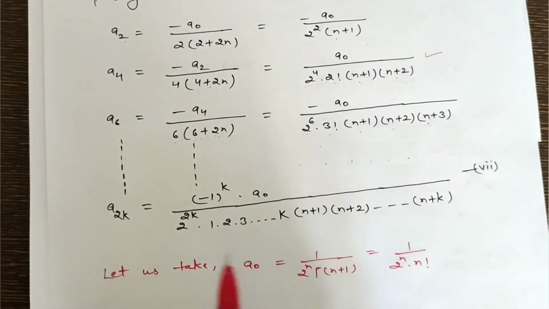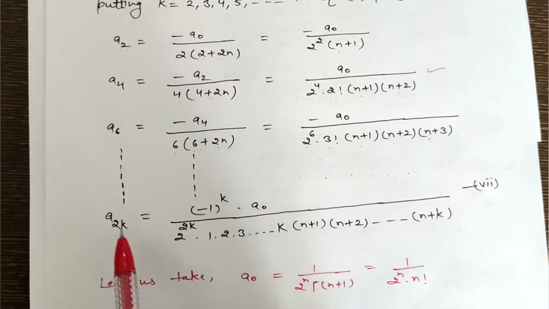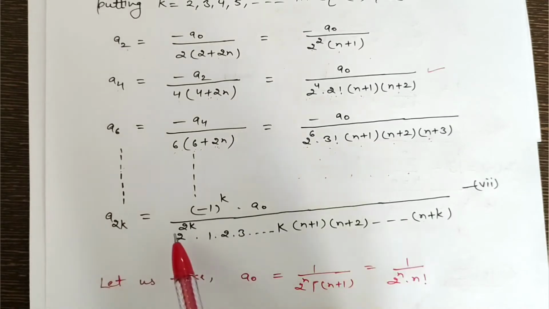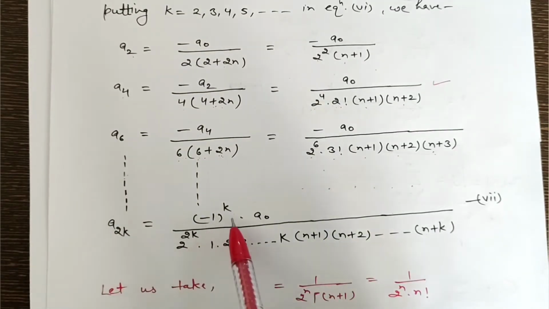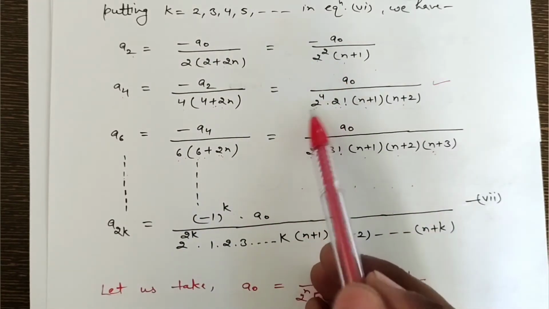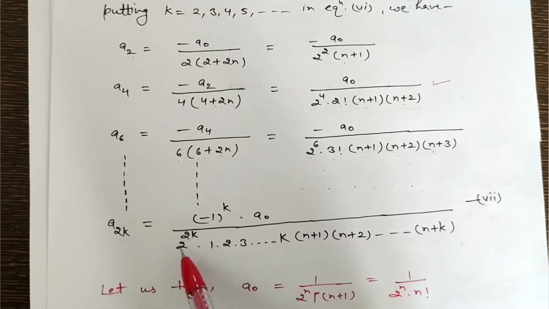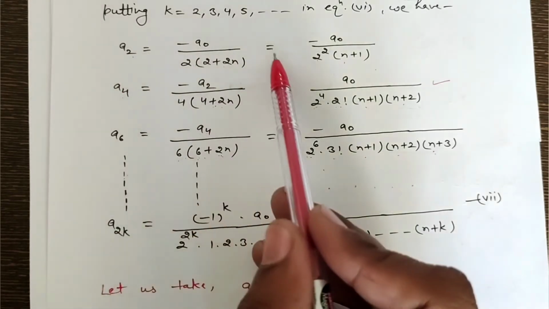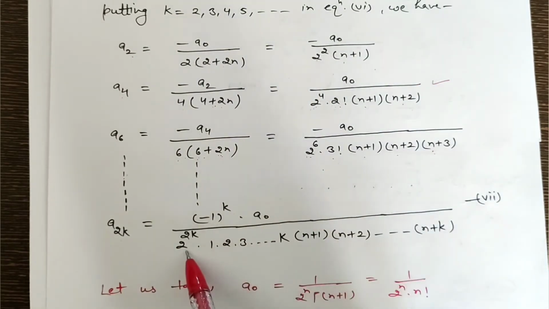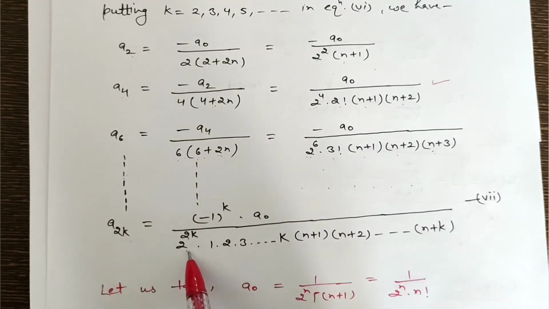So I had written the general coefficient a2k, because all odd coefficients are 0. And a2k will be minus 1 raised to power k into a naught divided by, so look at this pattern, it is 2 raised to power 2, it is 2 raised to power 4, it is 2 raised to power 6. So for a2k it will be 2 raised to power 2k. You can cross check it when you put k equals to 1, it will be a2, and a2 will be 2 raised to power 2. For a4 it is 2 raised to power 4, so putting k equals to 2 we are getting 2 raised to power 4. So it is 2 raised to power 2k.